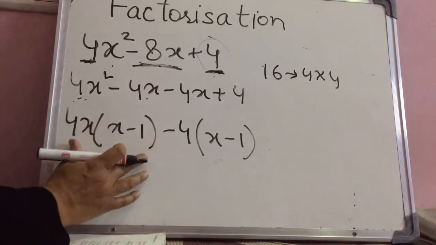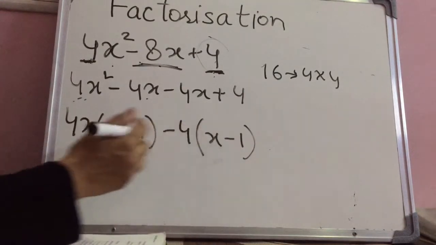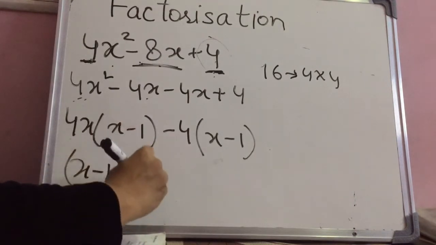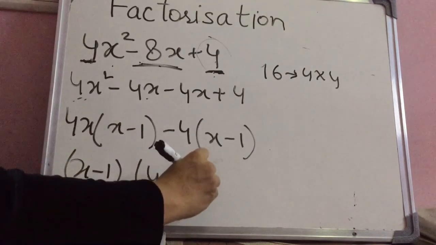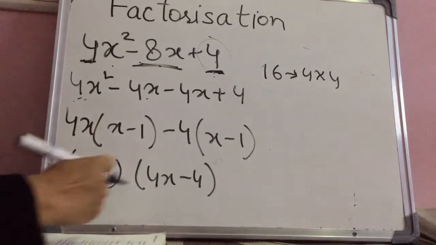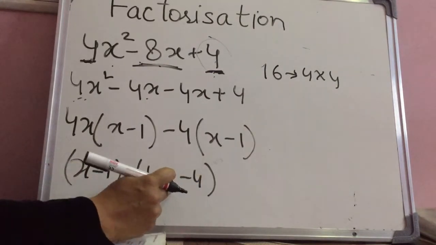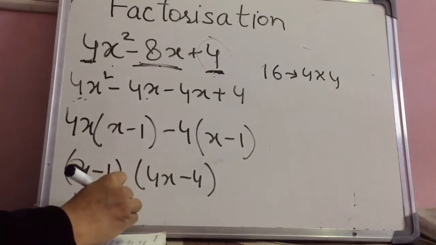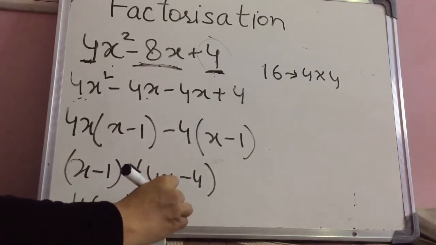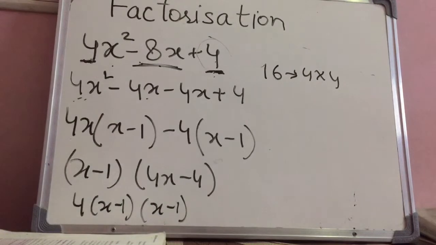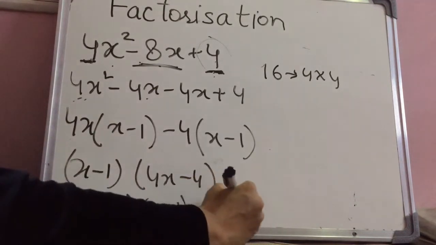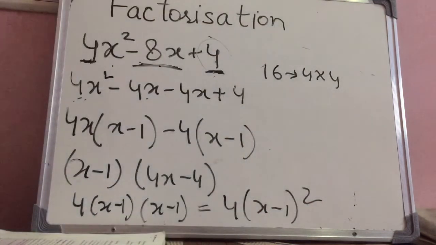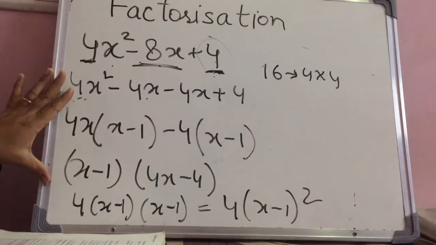Okay, from these two terms what we see, we have x minus 1 common and in the other bracket we have 4x minus 4. Now again we see that we have 4 common in these two terms. So we'll take 4 outside the bracket. 4 times x minus 1 and x minus 1. So we get the answer: 4x minus 1 whole square. This is one way of doing it.